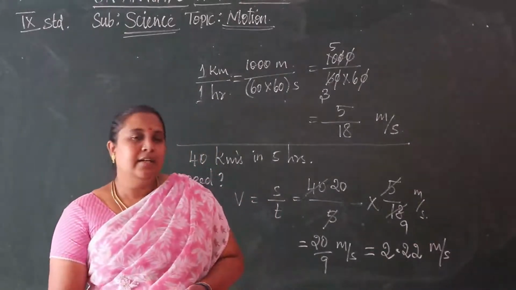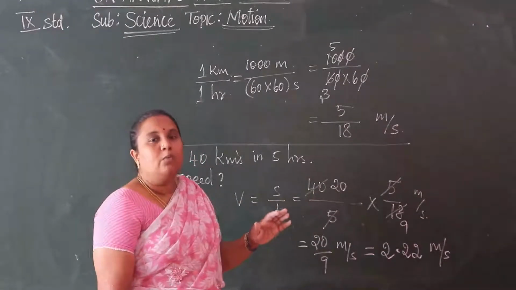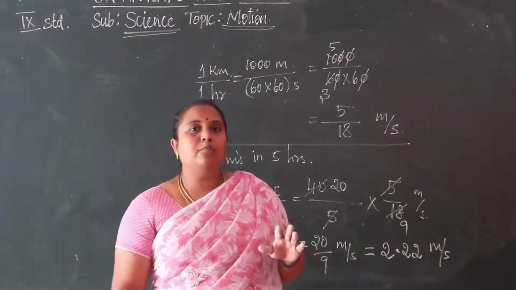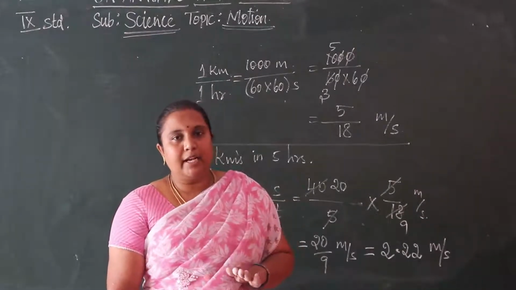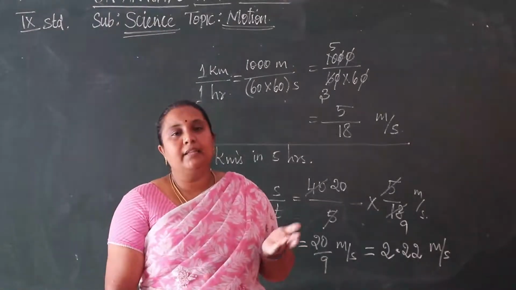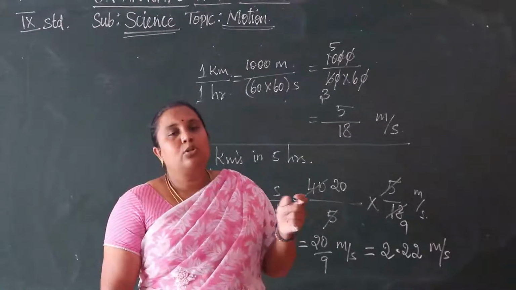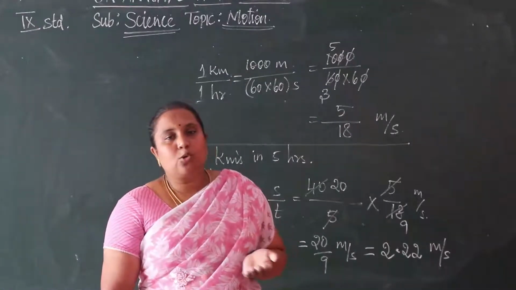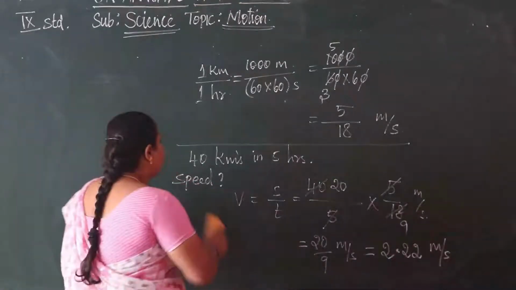Both magnitude and direction. Okay, so for speed in uniform motion, speed equals distance traveled divided by time taken. But in non-uniform motion, average speed equals total distance traveled divided by total time taken.